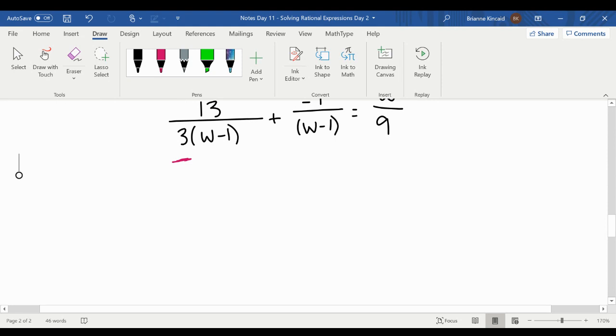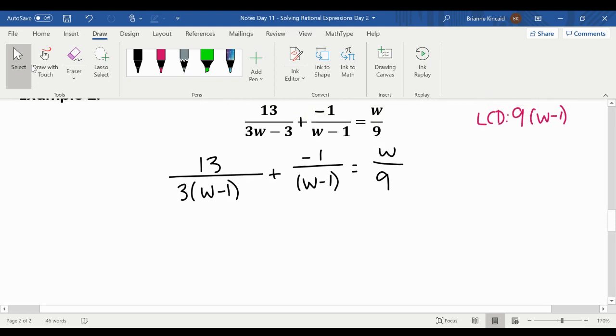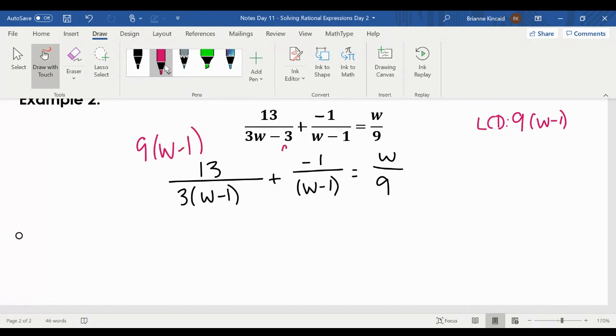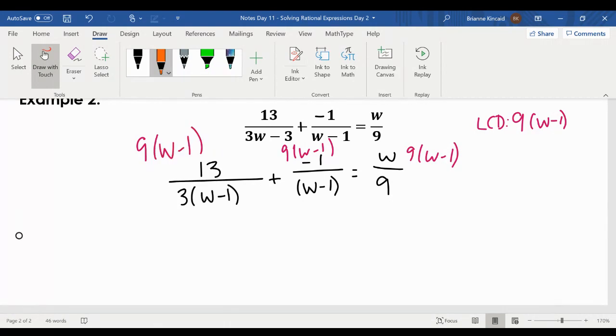Now remember, we are going to multiply everything by the LCD. So the first fraction, 9 times w minus 1. Second one, 9 times w minus 1. And the third one, 9 times w minus 1. Just like we did previously, I'm going to cancel out everything I can. From the denominator, the w minus 1 cancels, and then 3 goes into 9 3 times. Basically, you're doing 3 times 13, which is going to give us 39.